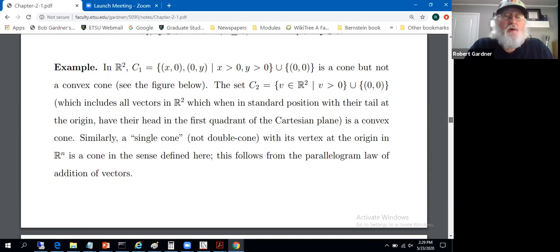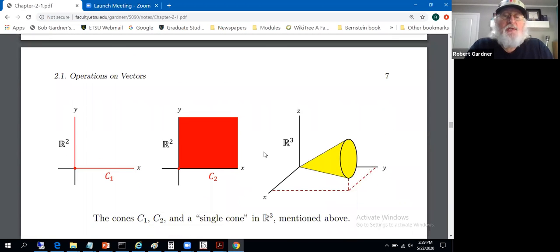If we take the zero vector, in standard position represented with a point at the origin, along with vectors that lie in the open first quadrant, so we chose those components to be positive, not greater than or equal to 0, we get the open first quadrant. Certainly, if I multiply any of these vectors by a positive scalar, we get another vector in this red set, C sub 2. It is a cone.